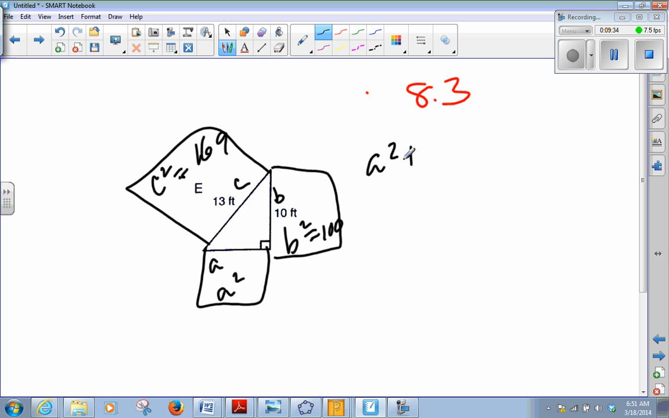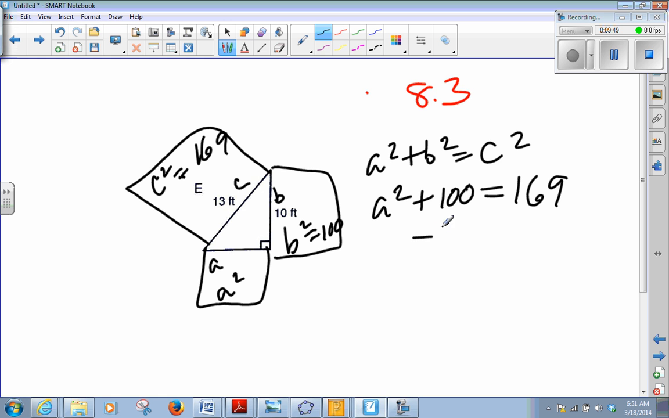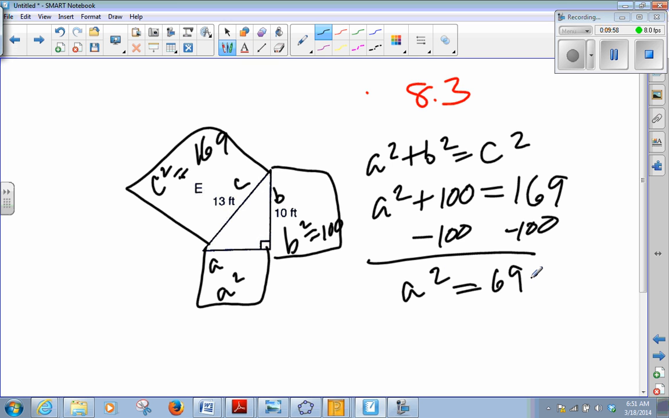So A squared plus B squared equals C squared. A squared is still a mystery. B squared is 100. Those two added together gives 169. So in order to figure out what A squared is, I'm going to take away 100. So A squared is equal to 69. That still doesn't tell me what just this side is. It tells me the value of the area of the whole square. So I've got to unsquare it. If I do that by taking the square root, I get about 8.3. It was like 8.306, which will just round to 8.3.